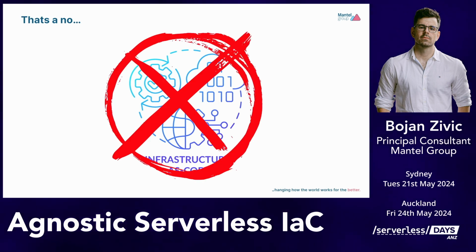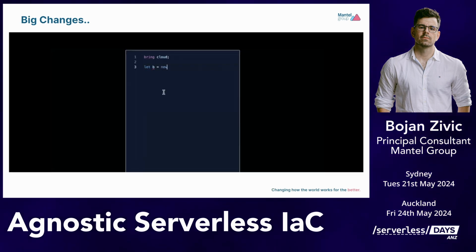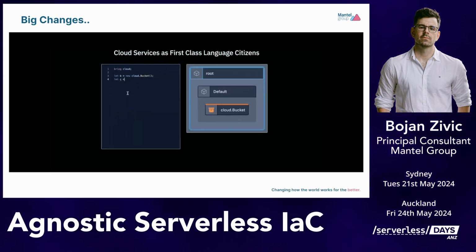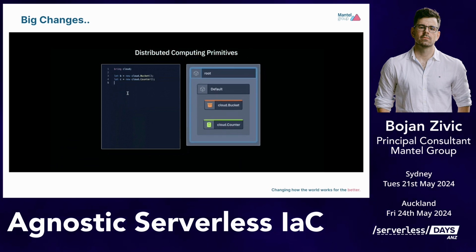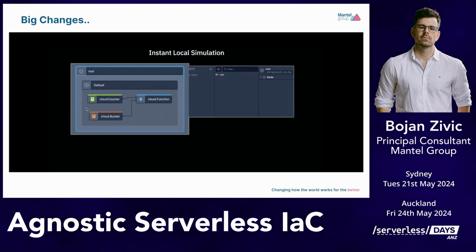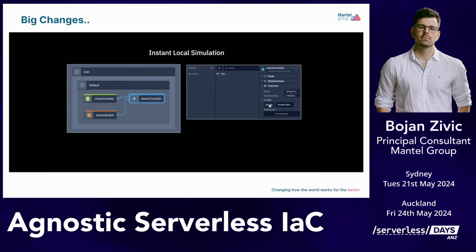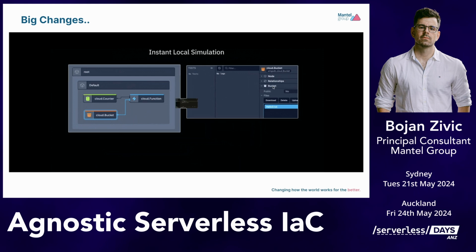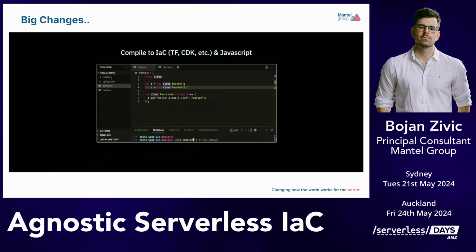No. Completely different approach, and it's a wonderful approach. This is what it is exactly. What they do with Wing is they say, bring a cloud, give me a bucket, give me a function, give me a counter, and point me to a direction, and that's it. It'll give you local testing, and it'll generate to whichever cloud you need your app.